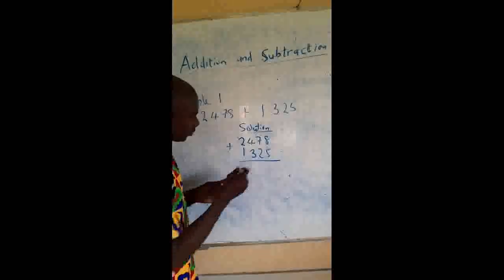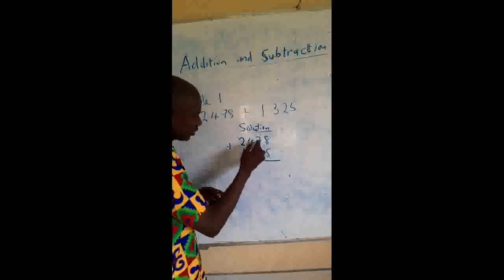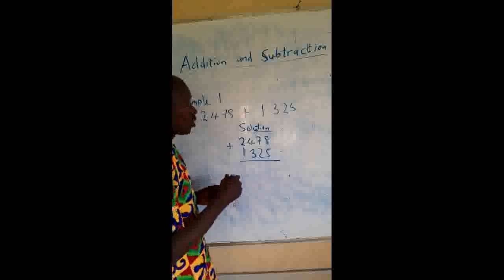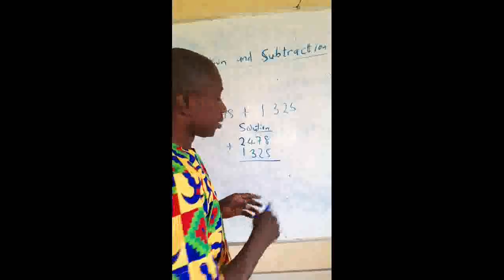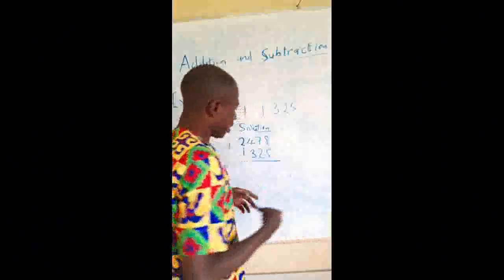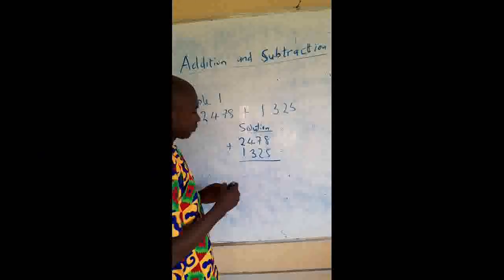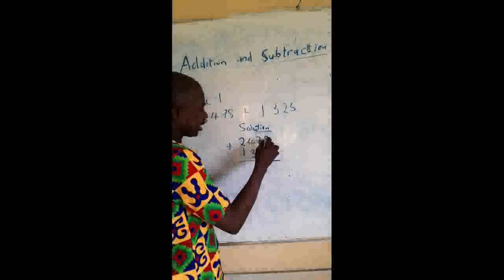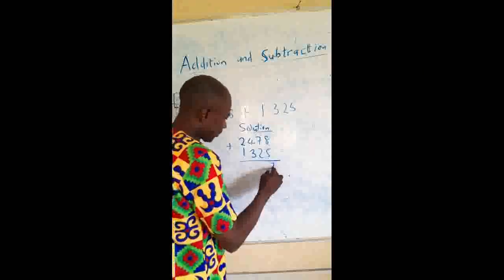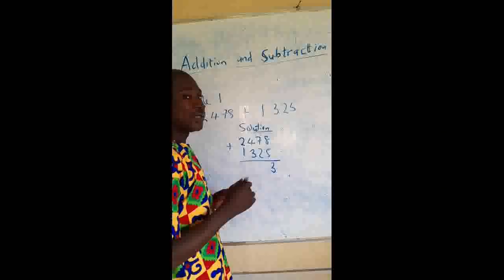Now you can see it says units, tens, thousands, in order form. But the addition will start from the unit, from the right hand side. After we have arranged it properly, we add 8 plus 5, which is 13. So we write down 3.